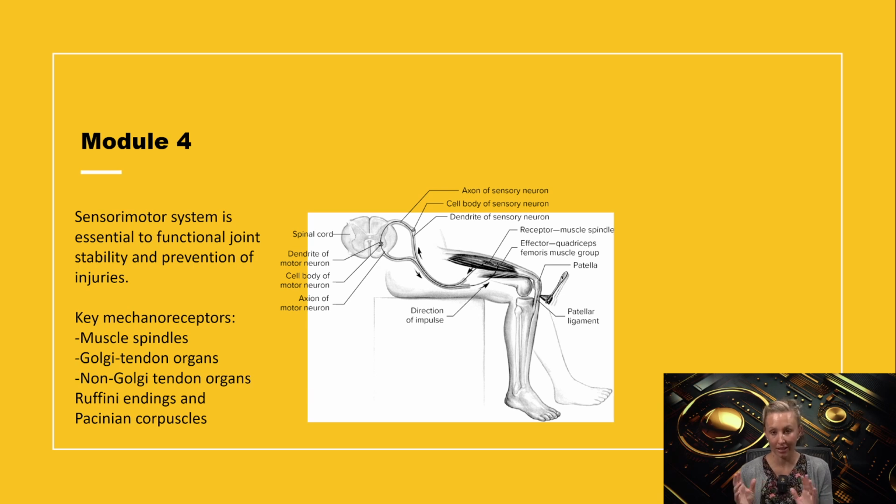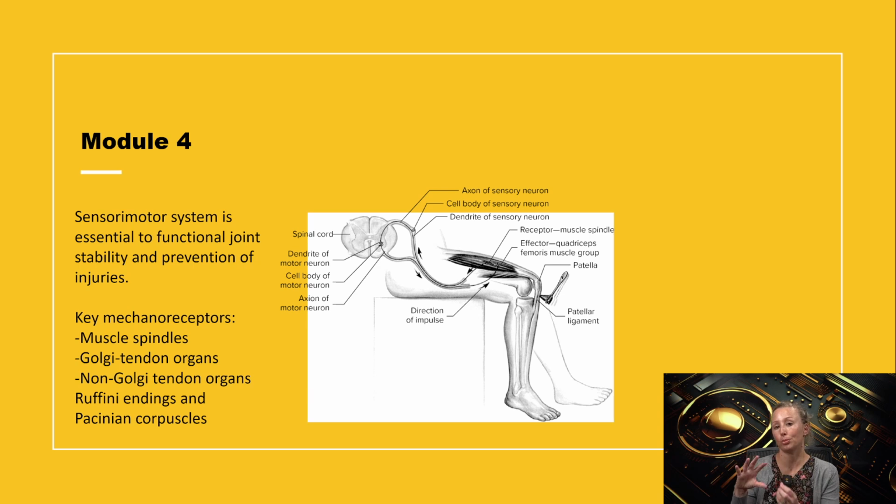I think of it as ligaments and tendons are very similar. So we have Golgi tendon organs and then non-Golgi tendon organs. So think about that for ligament is non-Golgi tendon. And then Ruffini endings and Pacinian corpuscles are actually located in the capsule and the skin. All of these send signals back to the brain. So the brain's signaling, we're moving this way, everyone tighten up on this side.